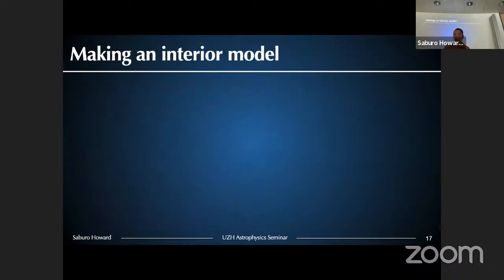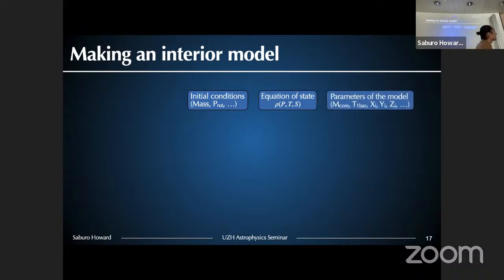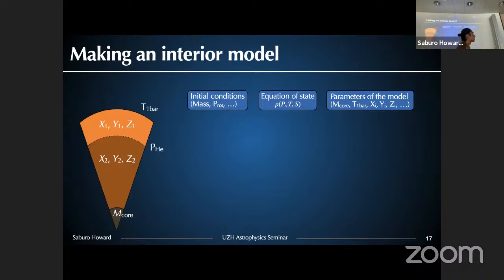So to make an interior model, you first need some initial conditions that can be the mass or the rotation period of your planet. So it doesn't have to be Jupiter. It can work for any giant planets. Then you need this equation of state, and you also need some parameters of your model. And it can be the core mass, the surface temperature, and the composition. So here, X, Y, and Z are the mass fractions of hydrogen, helium, and heavy elements, respectively, in the different regions of your model.